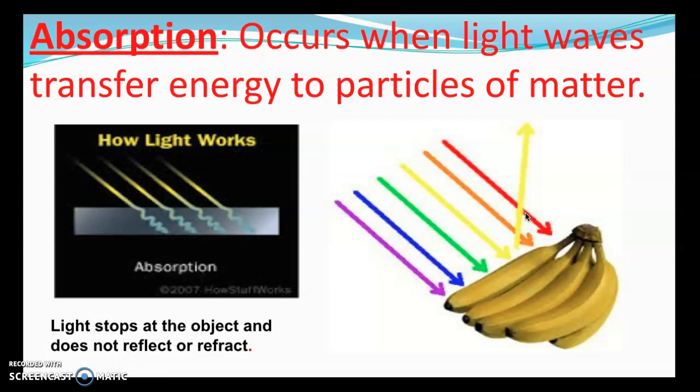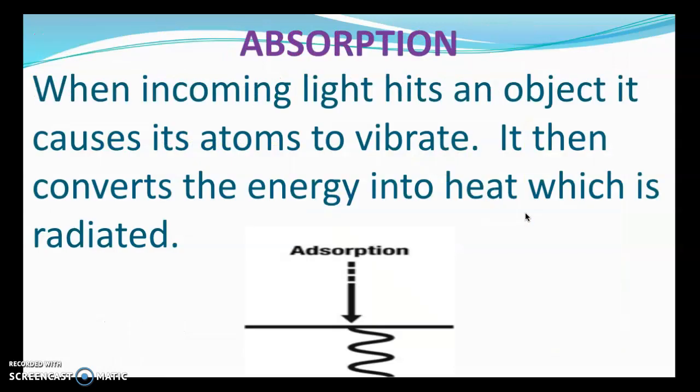I guess bananas also reflect green light, right? But then as they ripen, they reflect yellow light. Kind of like maple leaves, not ripening, but they're green at first during the summer and spring, and then as fall comes, they turn yellow, orange, and red. Interesting, right? So absorption is when incoming light hits an object and causes its atoms to vibrate.